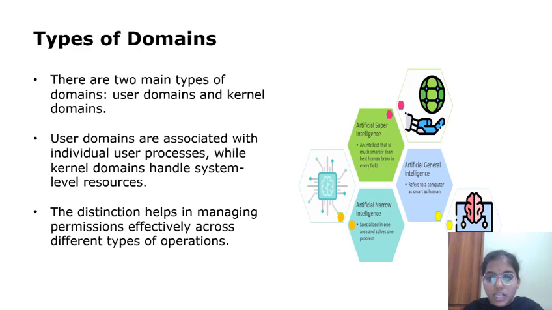Artificial superintelligence, an intelligence that is much smarter than best human brain in every field. Artificial general intelligence refers to a computer as smart as human. Artificial narrow intelligence specialized in one area and solve one problem.